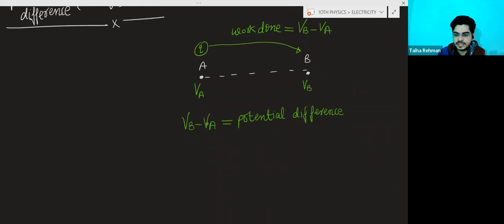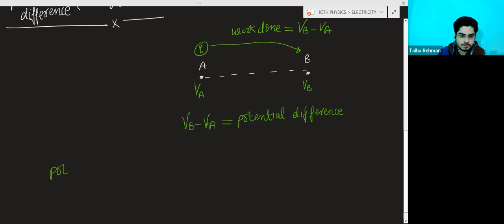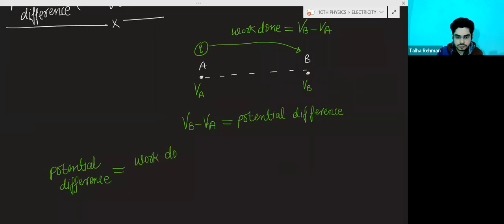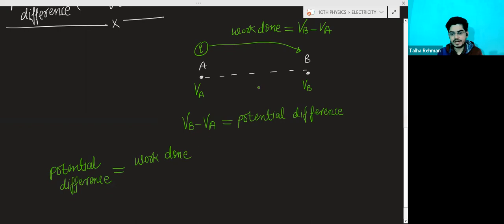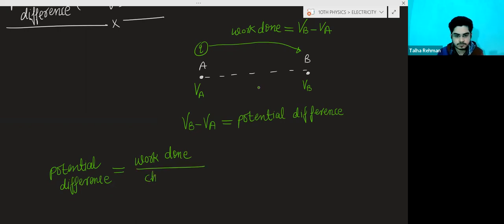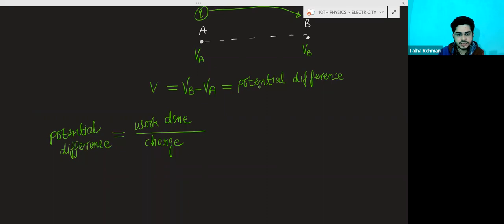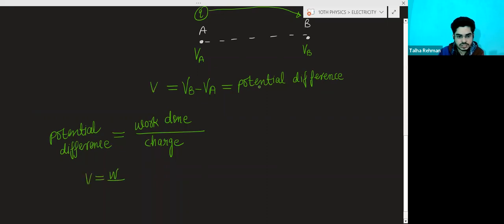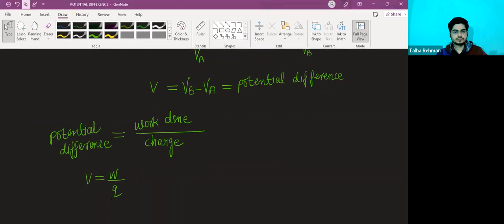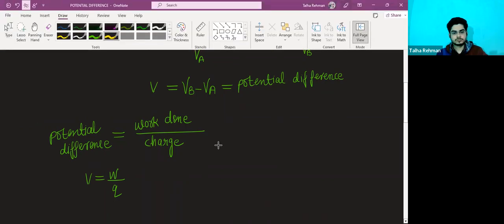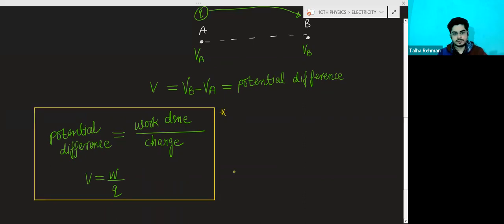So potential difference in terms of work, how can we write? Potential difference between 2 points is equal to work done in moving a charge between 2 points divided by the amount of charge you are moving. And this potential difference we will represent with V. So you can write V is equal to W by Q, and charge I will represent with Q. In numericals we will use this formula again and again.